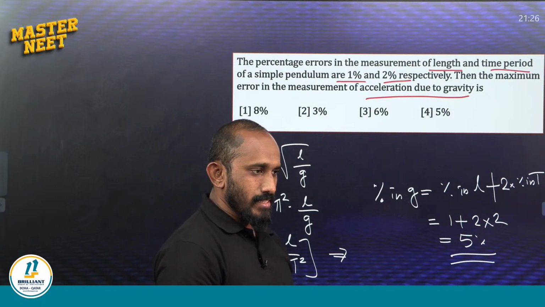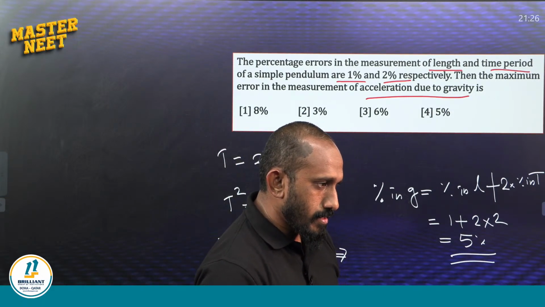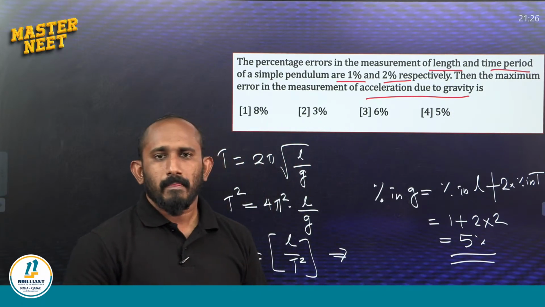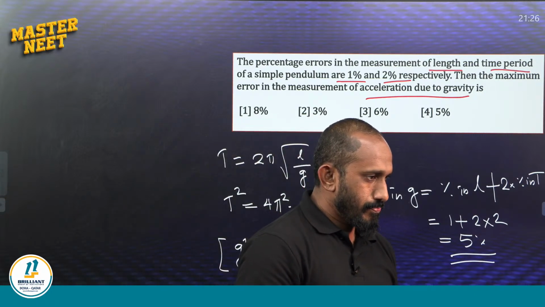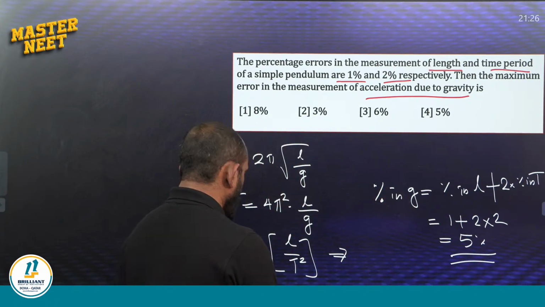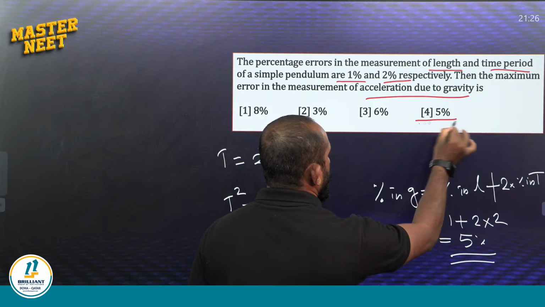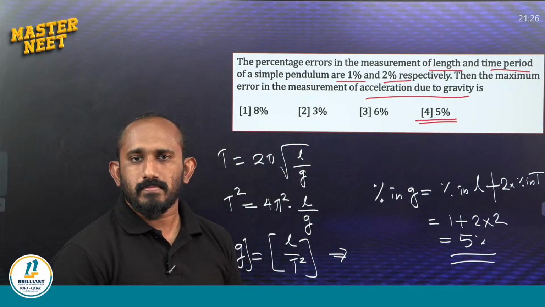Yeah, all of you got the correct answer? Few, yes again. Yeah, Kavi got it? Hisham? Is that okay? Yes, so the answer is the fourth option. 5% is the correct answer.